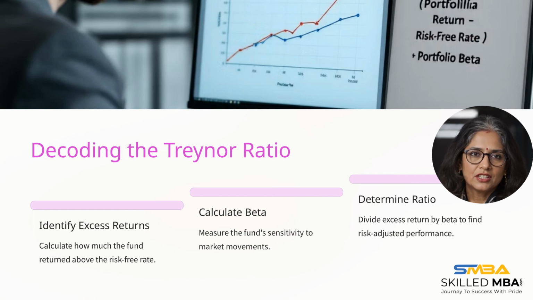Identify excess returns by calculating the fund's return above the risk-free rate. Measure beta to assess the fund's sensitivity to market movements. Determine the Treynor ratio by dividing the excess return by beta, providing a risk-adjusted performance metric.